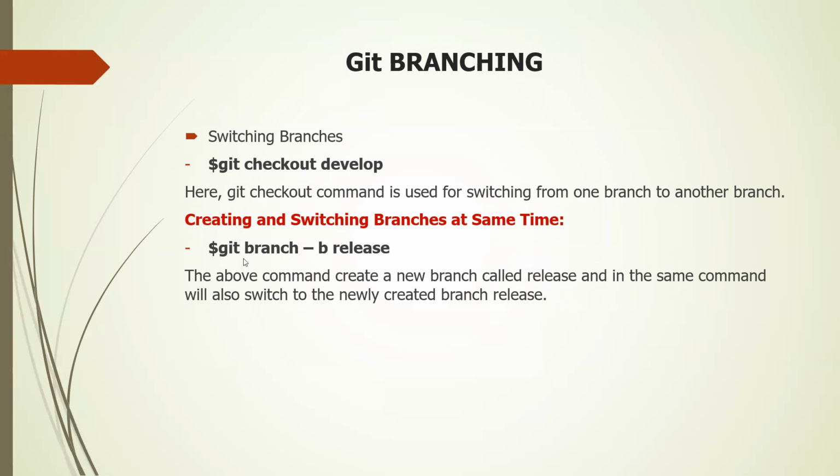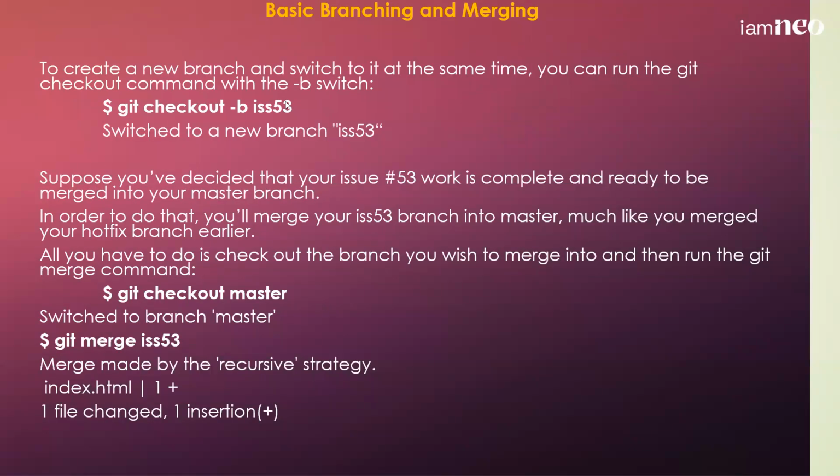The command is git branch -b, followed by the new branch name. Here the new branch name is release. To go to that release branch after creating, we give -b. So this moves directly from the main branch to the release branch after creating it. To create a new branch and switch to it at the same time, you can run the git checkout command. Another example: git checkout -b.